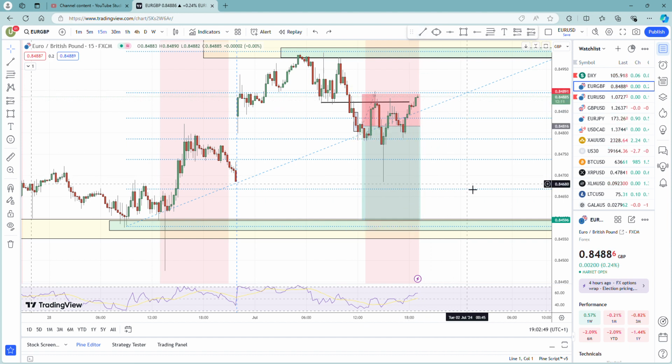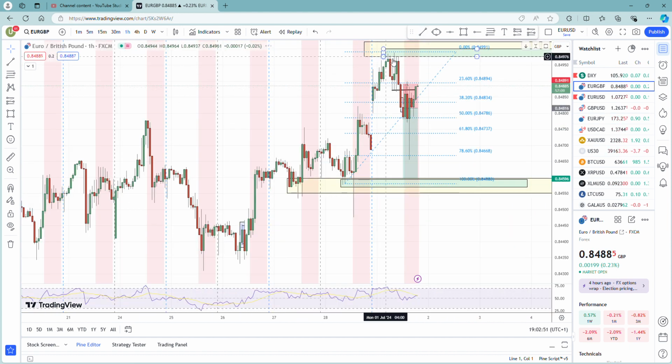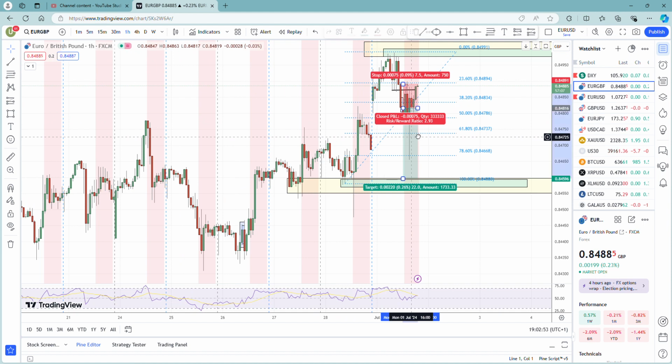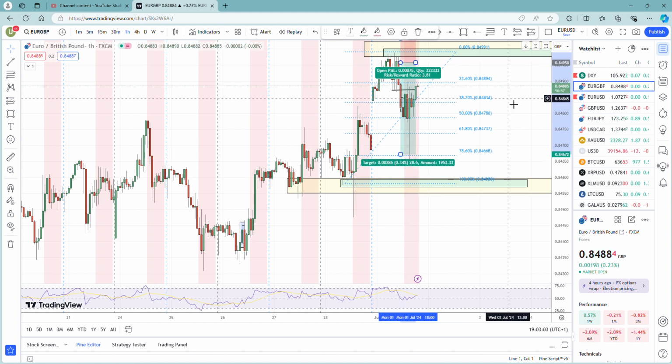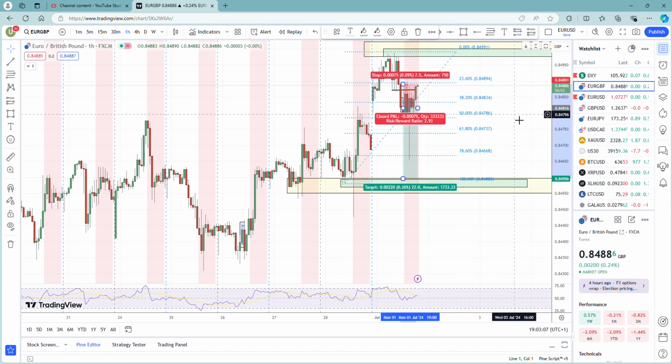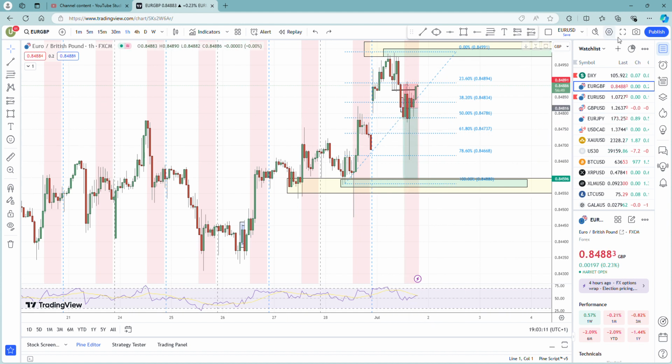So I've lost on EG, but if I entered here, could have made 22 pips if this was my stop loss. Well, that would have been my target profit, so I could have made 30 pips on EG. Unfortunately, I entered late, so that's my own fault. So I'll go ahead and make a note of that. So 7 pip loss.